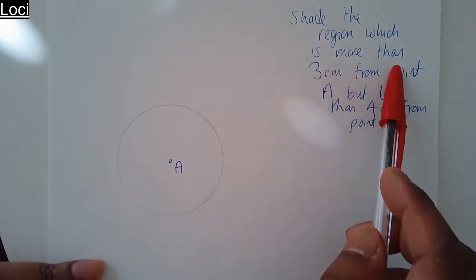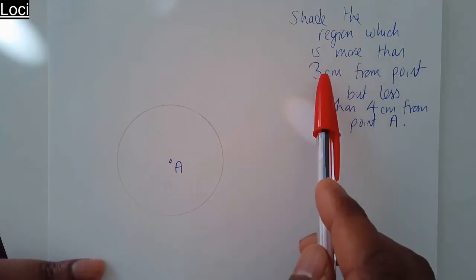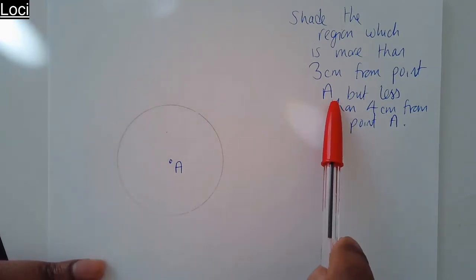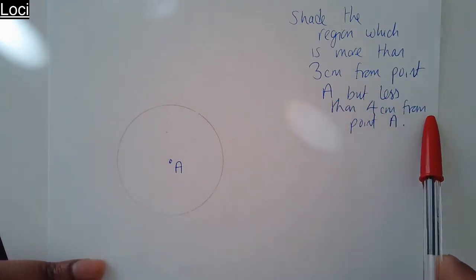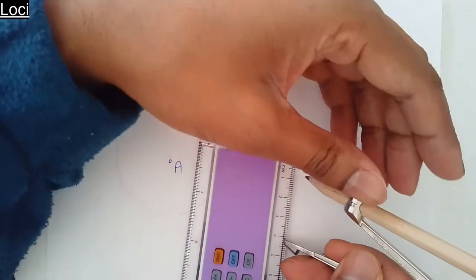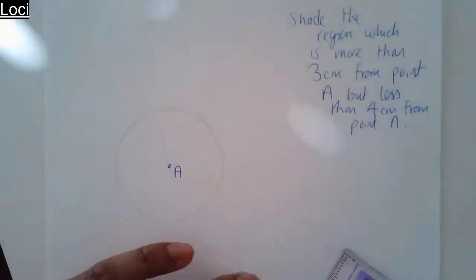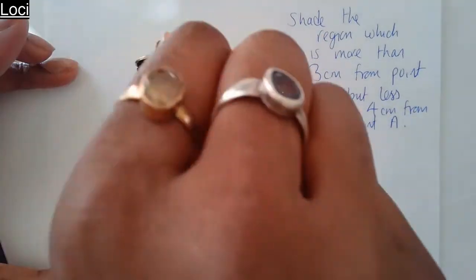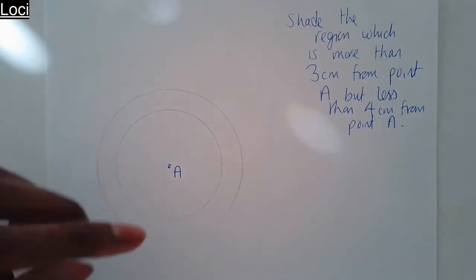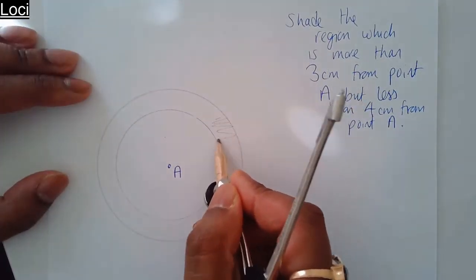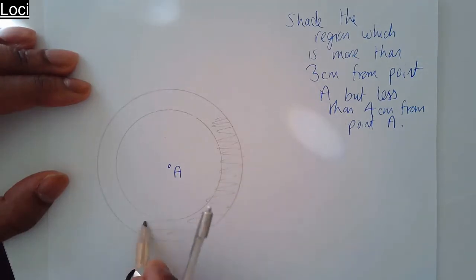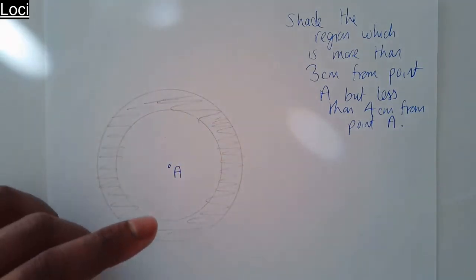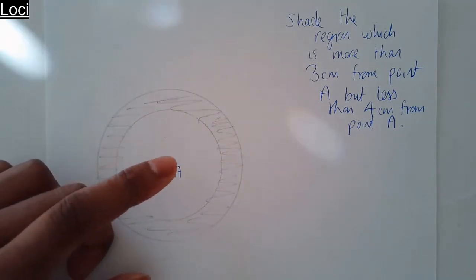So it has to be more than 3 centimeters from point A, so it's outside. But there's another restriction, it has to be less than 4 centimeters from point A. So now measure 4 centimeters. So it has to be all of this. Everything within this region is more than 3 centimeters, but less than 4 centimeters from point A.